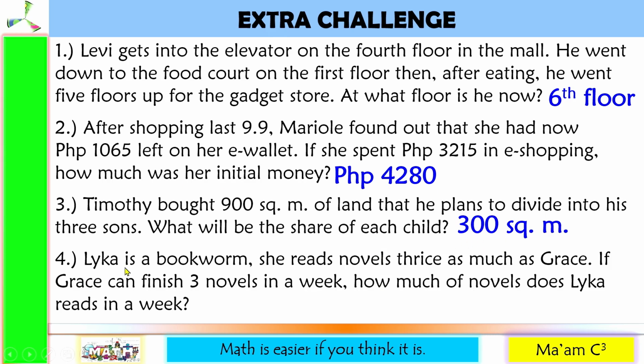Number 4, Laika is a bookworm. She reads novels thrice as much as Grace. If Grace can finish 3 novels in a week, how many novels does Laika read in a week? So we simply have to multiply 3 novels by 3 times because thrice as much. And 3 times 3 is equal to 9. So 9 novels. Both are positive, so we are expecting a positive product.